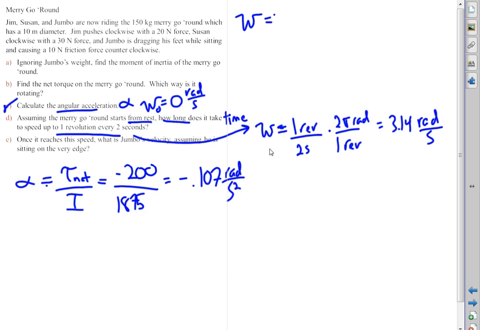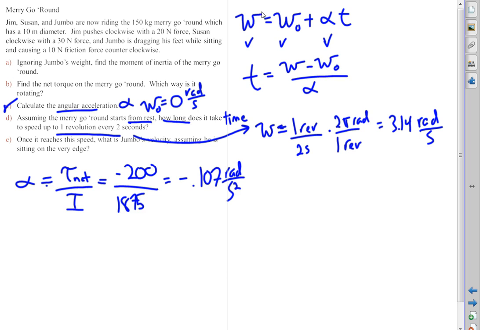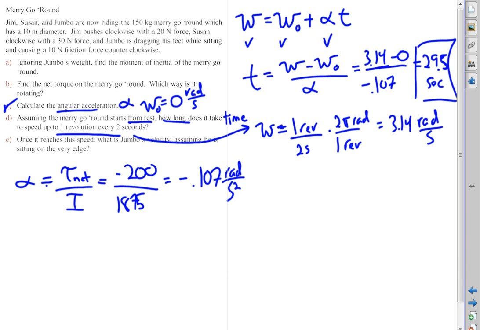So we now have an omega naught, and we have an alpha from part C. So we need a formula that's going to relate those three concepts along with time, and we have that. It's omega equals omega naught plus alpha t. That's one of the formulas on our formula chart. Solving for t, which means subtracting omega naught from both sides and then dividing by alpha, ends up with this formula, omega minus omega naught over alpha. We can just plug in our values and end up with a nice number, 29.5 seconds. So about half a minute of their applying that force there.